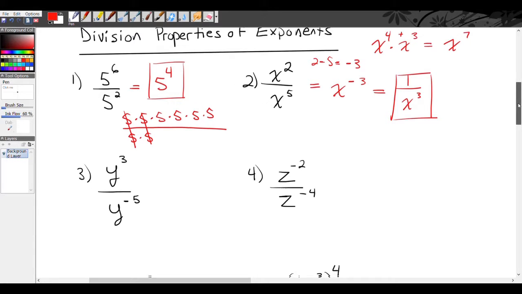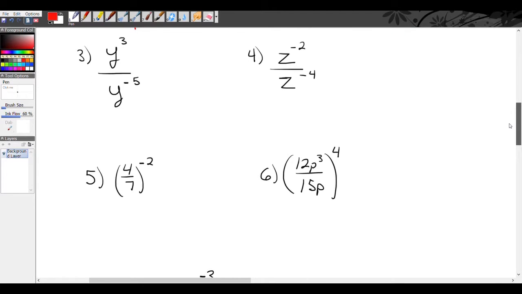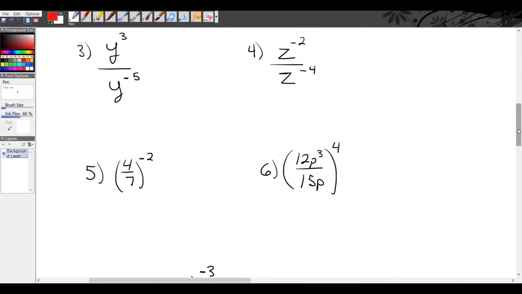Next example here, I'm going to show you two different ways to kind of think through this one. Okay, these could be very tricky because sometimes we have a tendency to mess up on double negatives. So here we have y to the 3rd divided by y to the negative 5th. So again, we're dividing and we have the same base, so we subtract, and it's always top exponent minus bottom exponent, right? So think about what 3 minus negative 5 is.